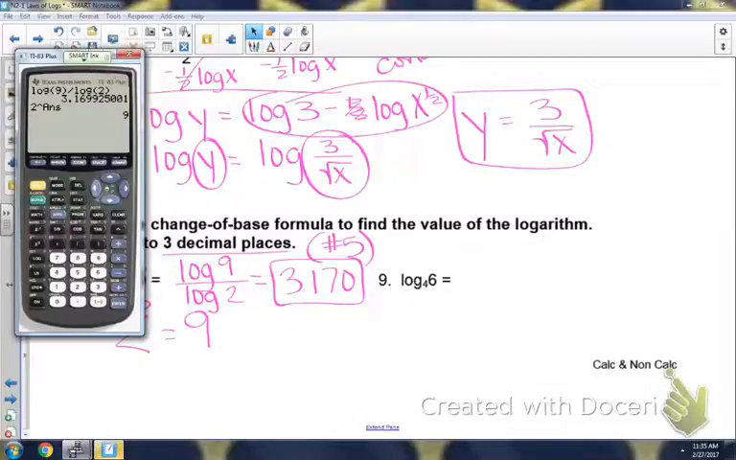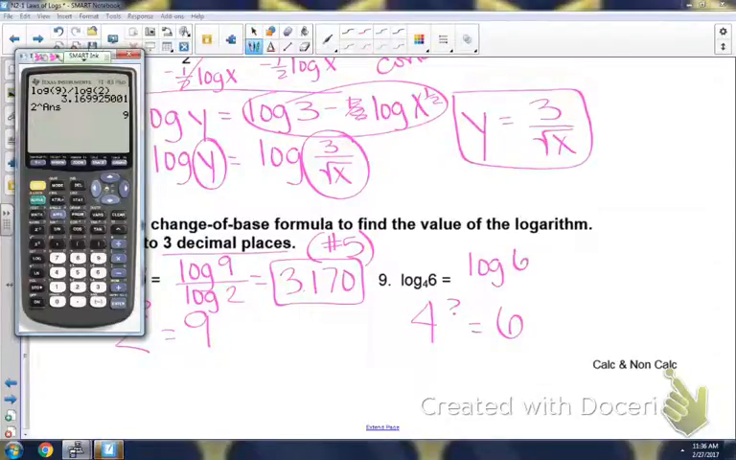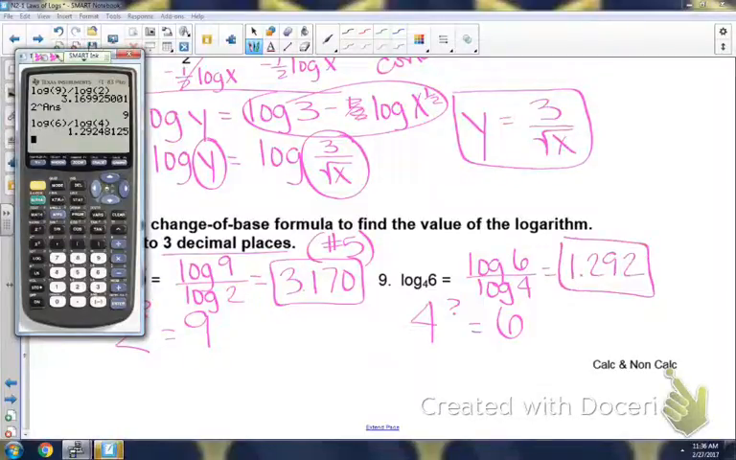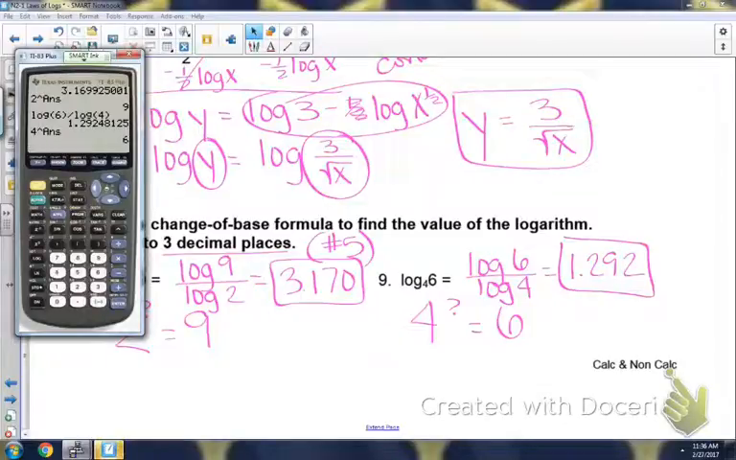Okay, so looking at 9. Our base is 4, we want to know our exponent, we want it to equal 6. So we're going to use change of base, so take the common log of 6 over the common log of 4. So log of 6 divided by log of 4. We got 1.292. And then again, if you wanted to check it, you could do 4 to that power, and it does give you 6 there.